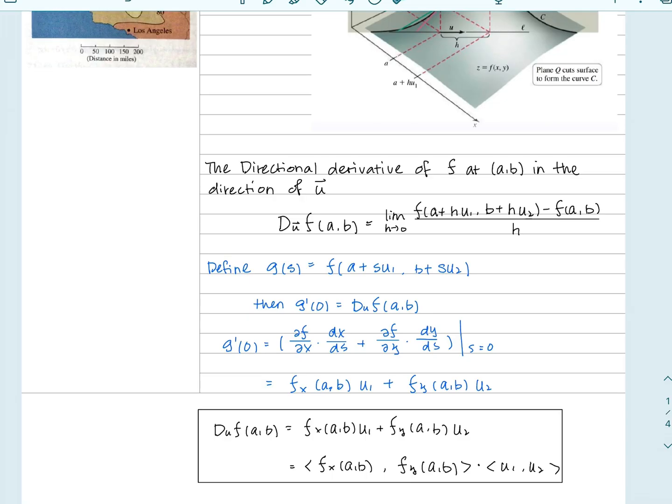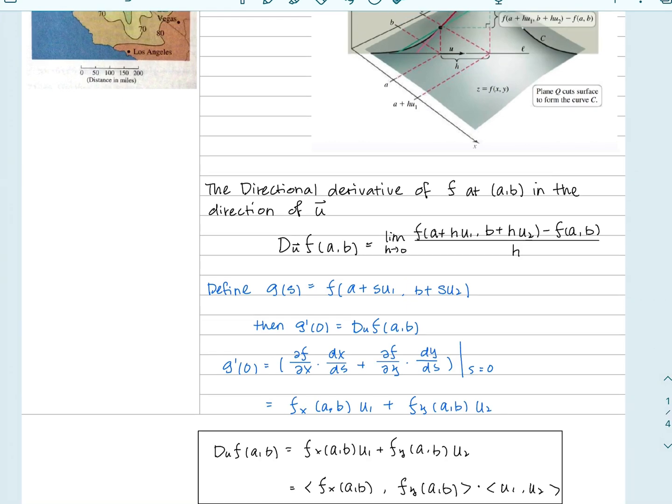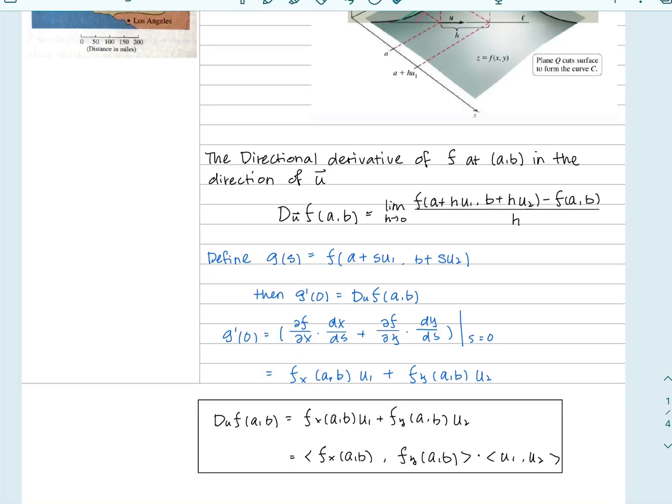So that's f_x, which is the partial derivative with respect to x, and then dx/ds. If you change the parameter, then y is a constant. So x is increased by u1, because x and y are increasing in the direction of u. So by 1 unit, x is increased by u1, and y is increased by u2. So these components are dx/ds, dy/ds.